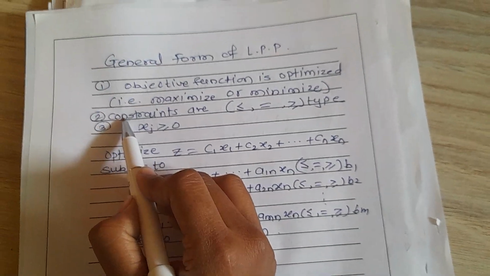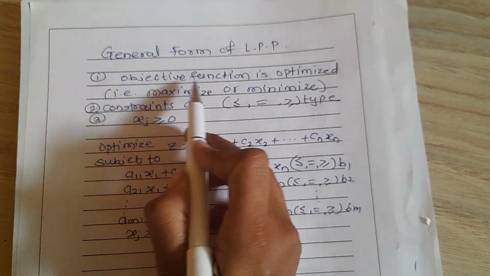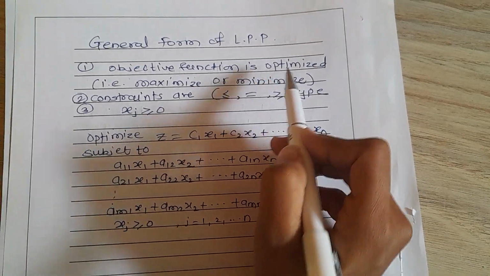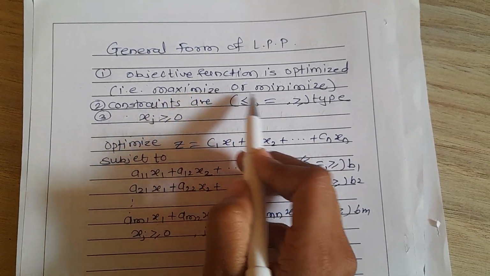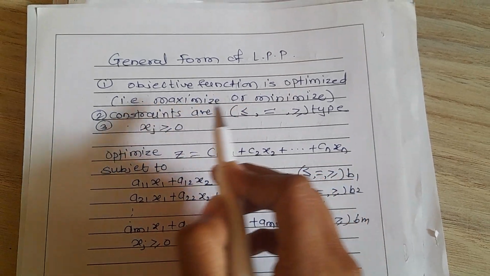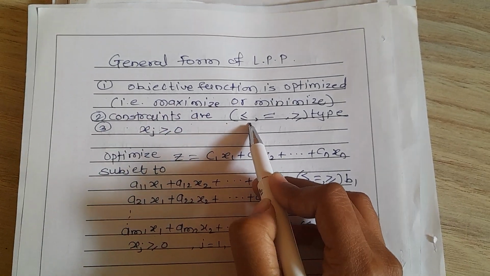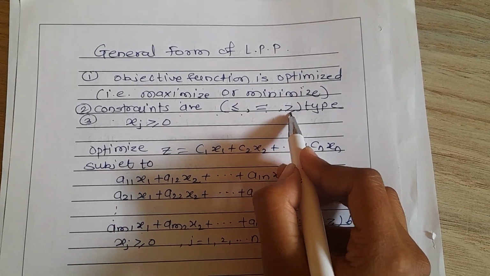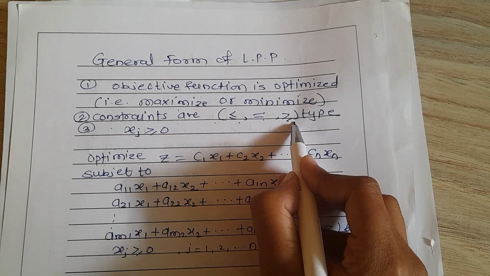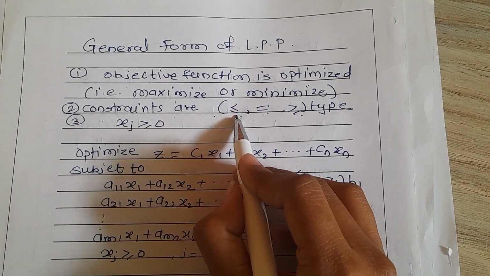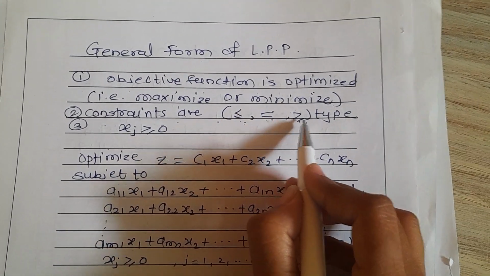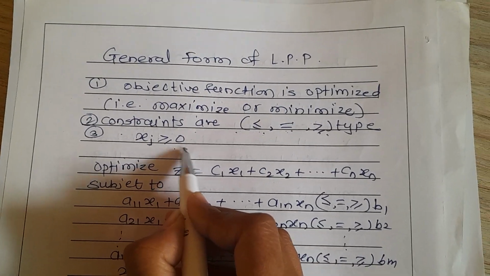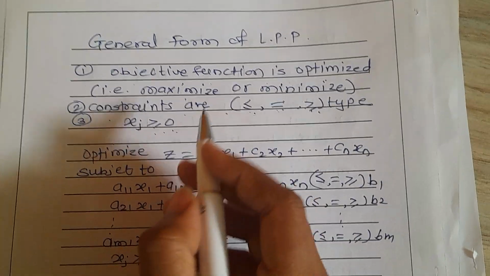There are three conditions in the general form. First condition: the objective function is optimized. Optimized means it is either maximized or minimized. Then all constraints are less than or equal to type, or equal to type, or greater than or equal to type, meaning one of these three types. And all variables are non-negative, meaning greater than or equal to 0.